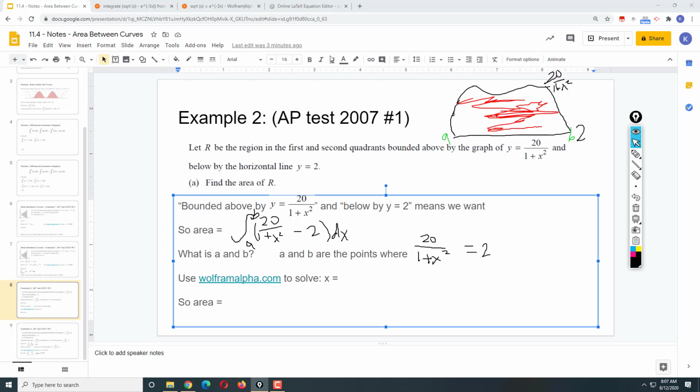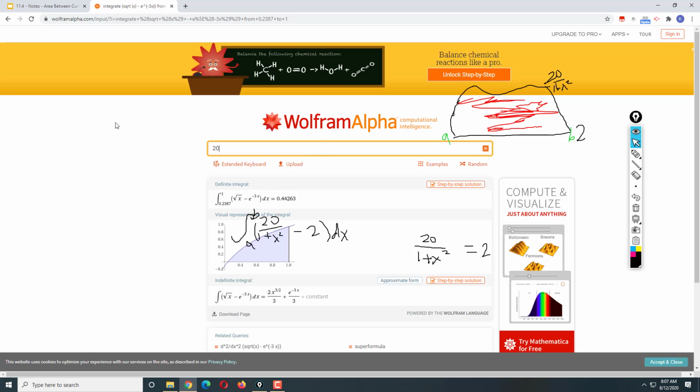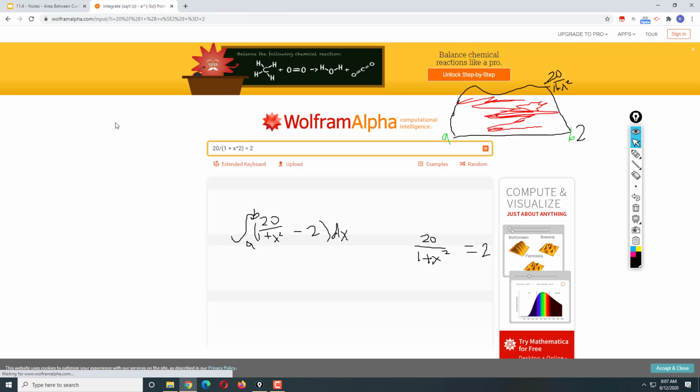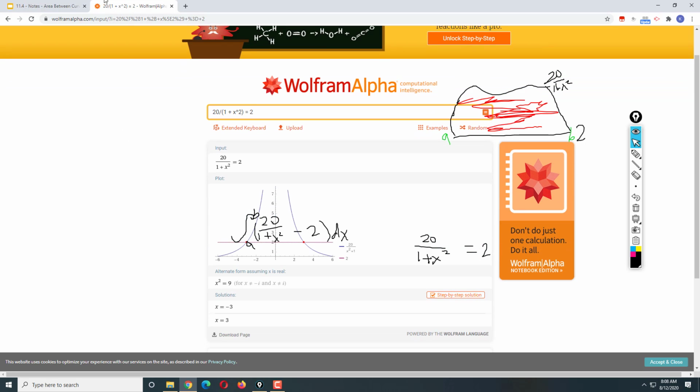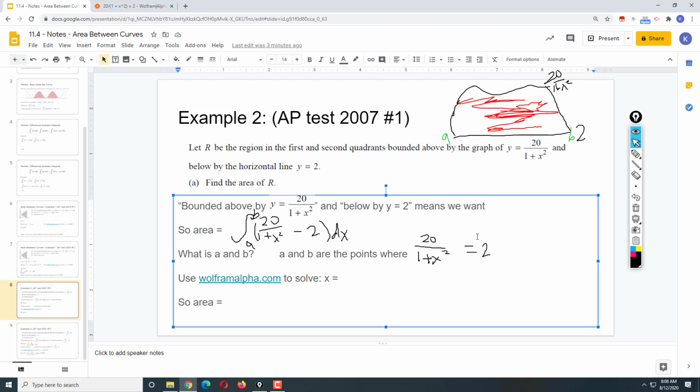Okay. We can use Wolfram Alpha to solve it for us. Again, the goal for this problem is not to test you on the algebra, but to test you on whether you understand how to set up the integral. Okay, 20 over 1 plus x squared equals 2. The calculator tells us that x equals negative 3 and 3. So we get x equals negative 3 and x equals 3. So that means that a is negative 3 and b is 3.